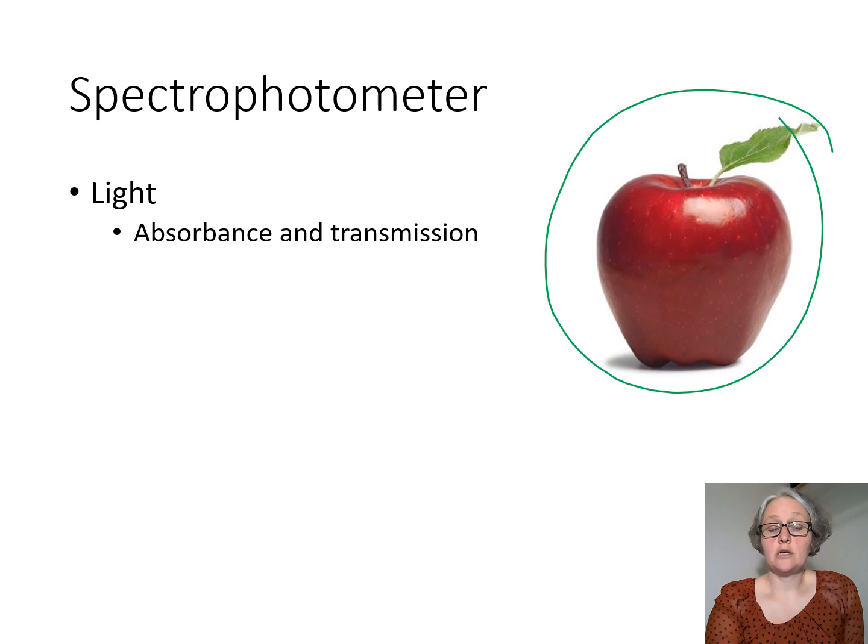From that example, hopefully you saw that absorbance and transmission are inversely related. If absorbance is very high, transmission is going to be very low. So this thing is absorbing all of the red light, but it's not transmitting any of the red light.